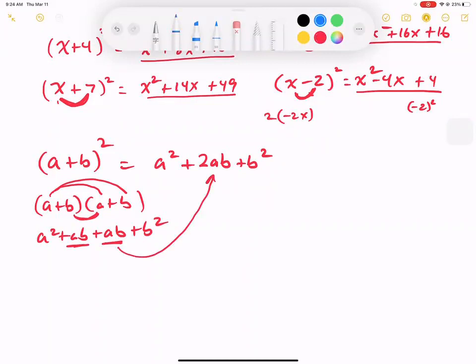So let's see if you guys can come up with this example answer real quick. If I say x plus 10 squared, what do you think goes in the front? What's the middle? And what's the end? So we square the front. We square the back. And we double that middle. We say 2ab. We say 2 times 10x. And 2 times 10x is 20x.